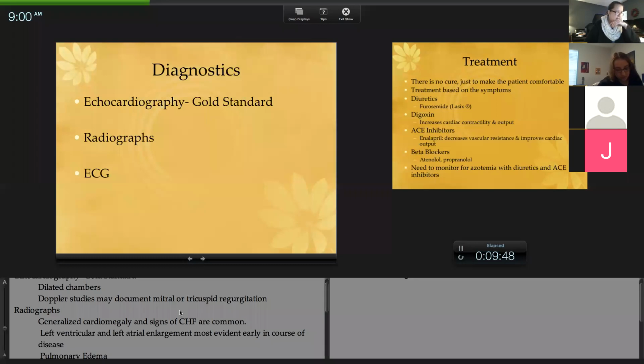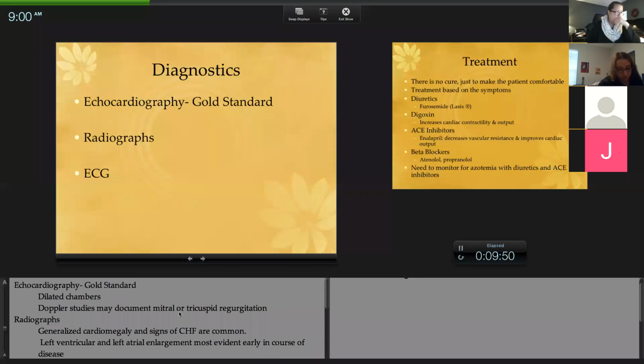So testing for this, echocardiography is basically an ultrasound of the heart. And this is the best way to diagnose it. What we're looking for, and this is why there's a blank underneath there, is dilated chambers.